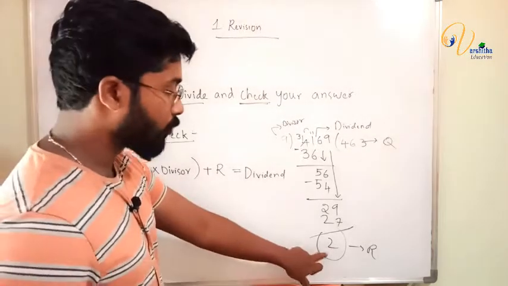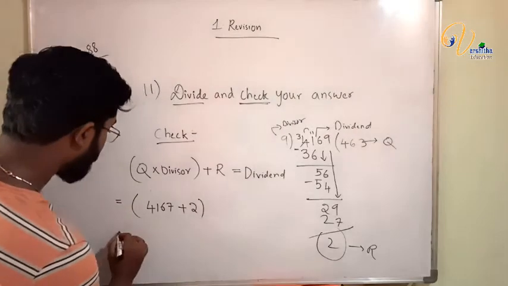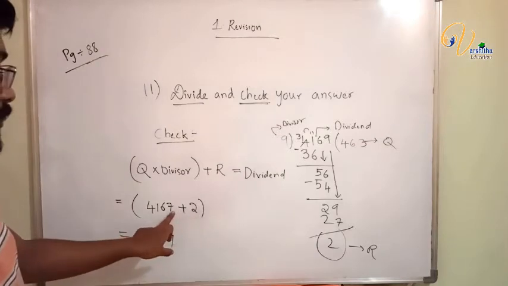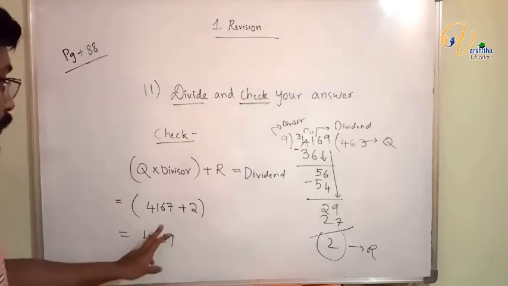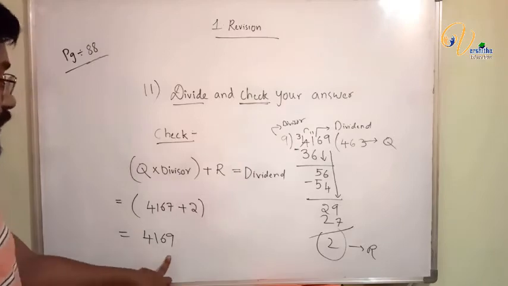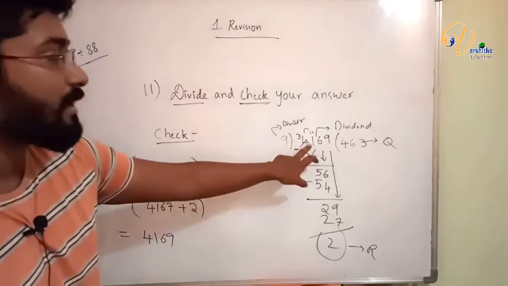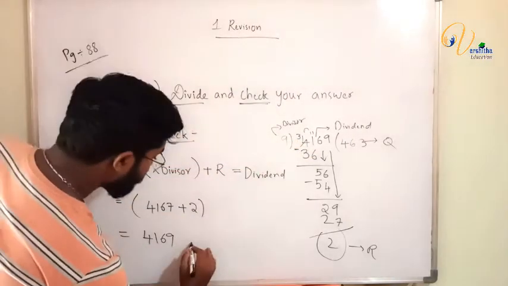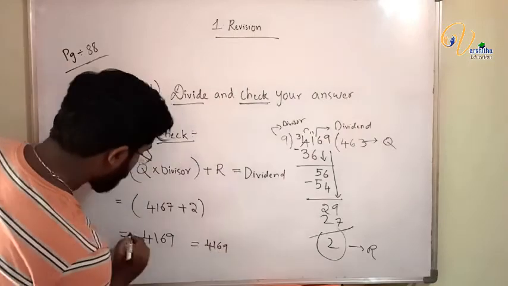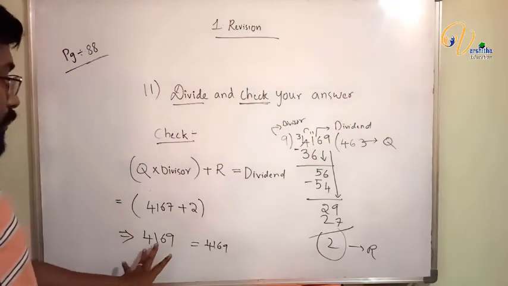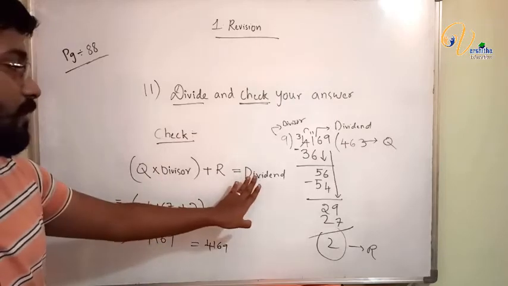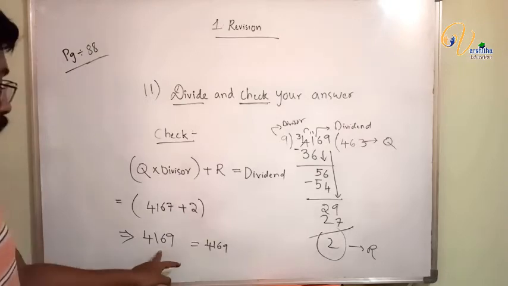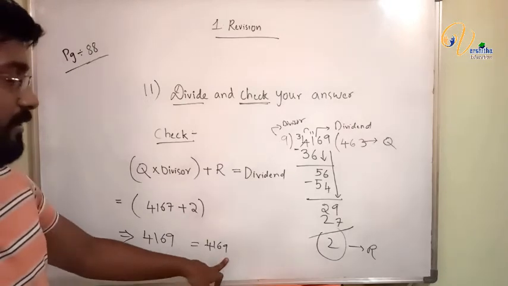What is the remainder? 2, no? How much are you getting? 4169, no? 7 plus 2 is 9, all the others are the same, only one digit will change. 4169 is the answer. What is our dividend here? 4169 only, no? So 4169 is what we got after doing all this process, and our dividend is 4169 only. So both are equal now: 4169 is equal to 4169.